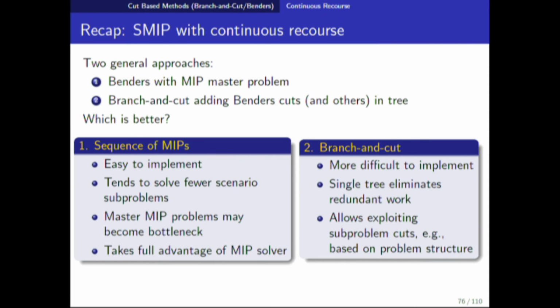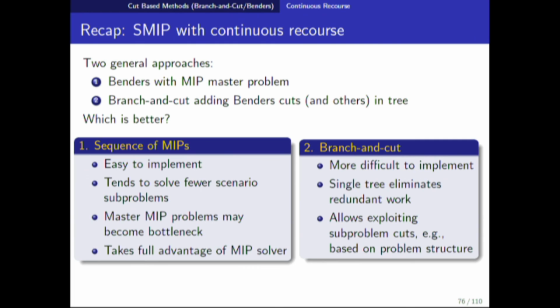The other good thing about this is that, because you're just solving those master integer programming problems, they're just generic integer programs. You can give them to the integer programming solvers, and they take advantage of all the enhancements they have. So that's good news. The other approach, this branch and cut, is much more difficult to implement. You have to figure out how to add cuts as part of the branch and bound tree using these callbacks. But it might eliminate redundant work because you're only doing one search tree.